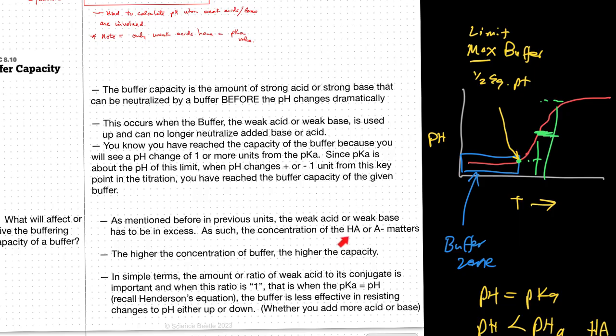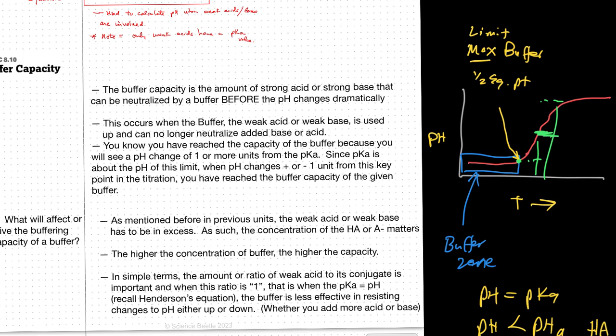If you're adding hydroxide, the proton on the HA will bind with the hydroxide to form water, and on the other side of things here, the A- represents the conjugate. It'll bind with any protons that you add from an acid to reform the HA. So the idea overall is that the higher the concentration of the buffer, that weak acid, weak base, the better it's going to be able to neutralize.